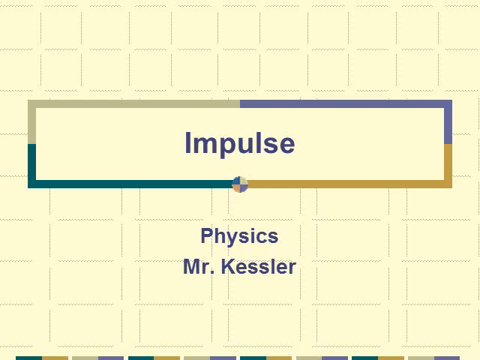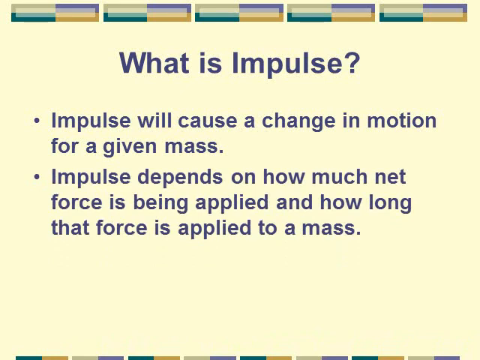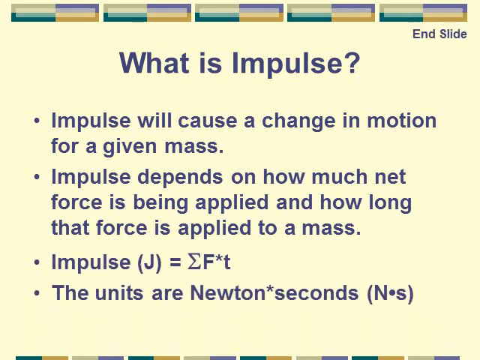This PowerPoint is over impulse and momentum. An impulse in physics causes a change in motion for a given mass. An impulse depends on how much net force is being applied and how long that force is being applied to the mass, and it causes a change in motion. So the impulse is going to be equal to net force times time.